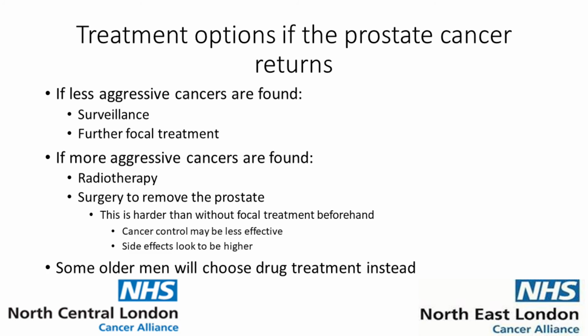If the prostate cancer does return, if this is less aggressive, we could have further focal therapy or surveillance. If more aggressive cancers are found, then you may need surgery to remove the prostate, which is harder than without focal treatment beforehand, and cancer control may be less effective with side effects looking to be higher, or radiotherapy. Some men who are older choose hormone drug treatment instead.